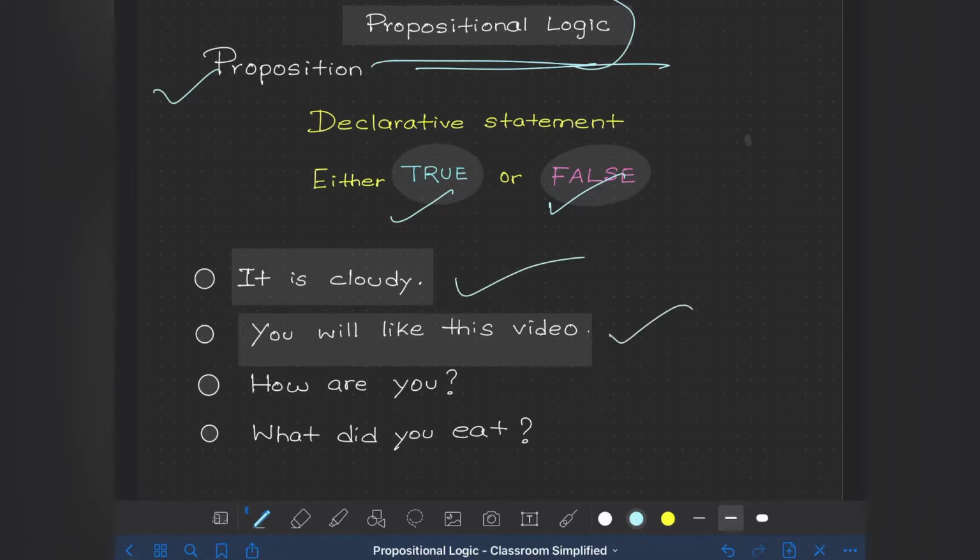But in the third example, "how are you", it's not a proposition. Why? It's not giving any true or false kind of result, right? So this is not a proposition. Or "what did you eat", this is also not a proposition, as it is not giving either true or false as a result. So this was the definition and a few examples of proposition. Now we will be looking into the details of it.